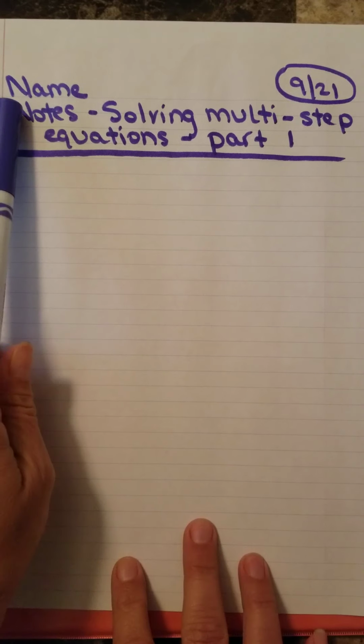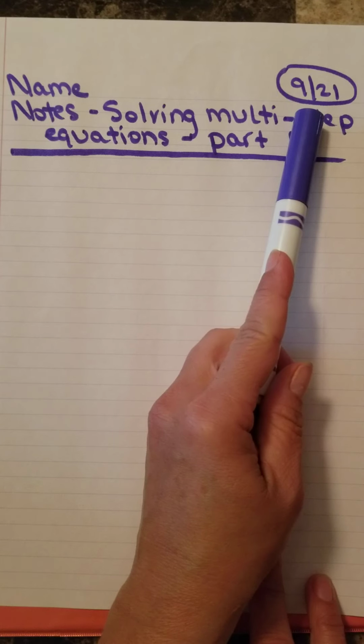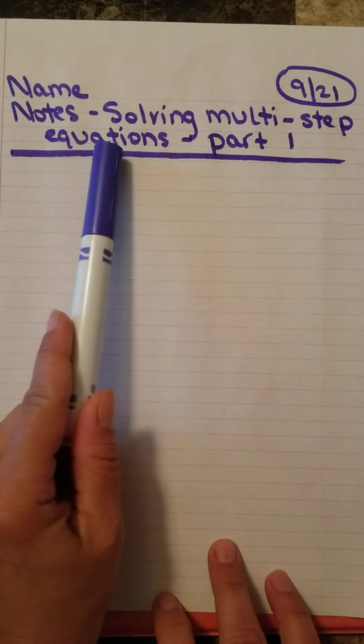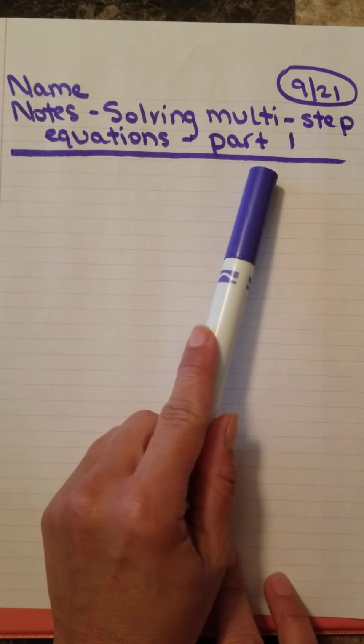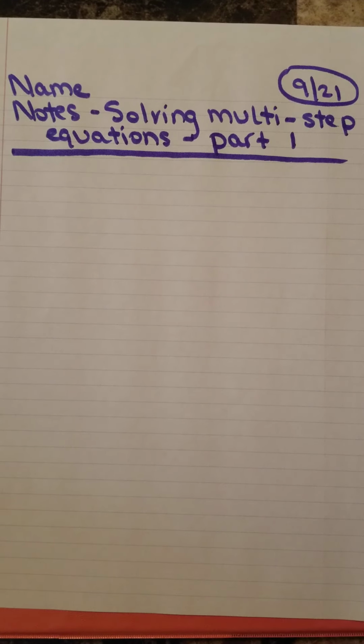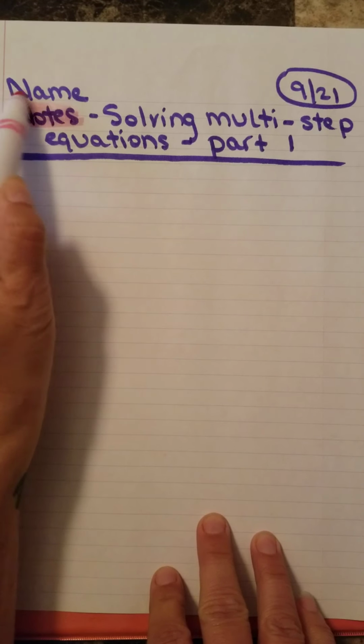So you're going to put your name in the left side, and you're going to put the date on the right side, and you can circle it. Underneath that, you're going to put the title of the notes that we're doing. So you're going to write notes and then solving multi-step equations part 1. It's very important that you have this title on there because when you take a picture and send it, I will know what assignment you are uploading. It might even be helpful in your notebook when we do notes. You can highlight it so you can find it easily.